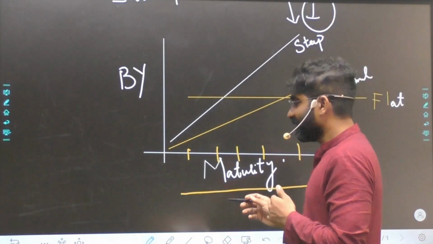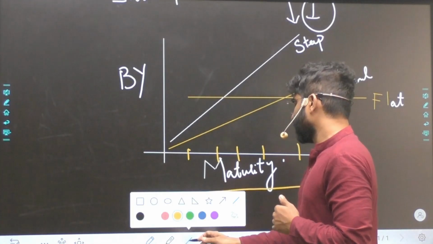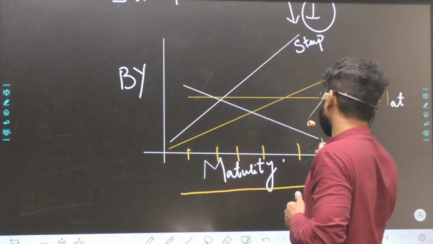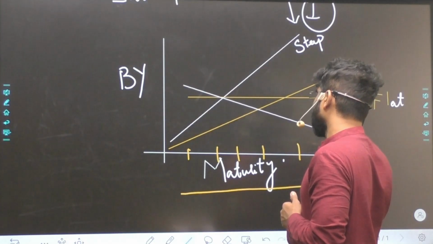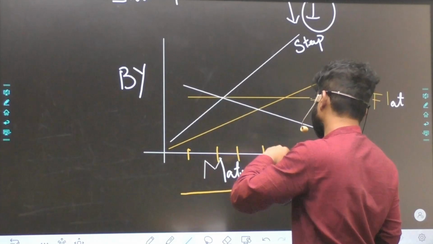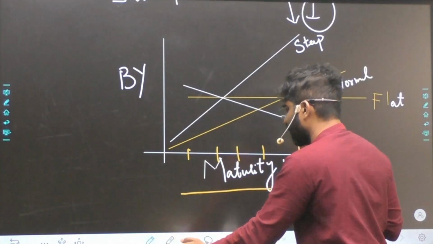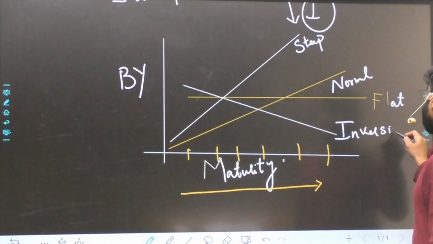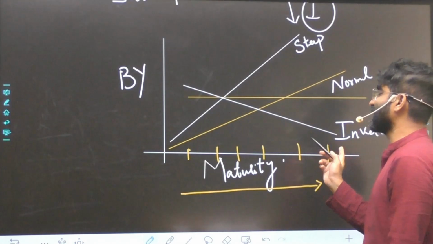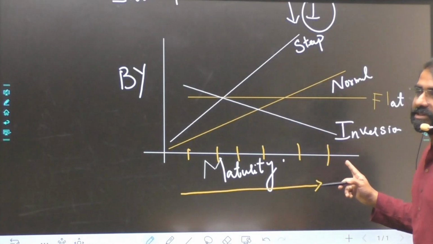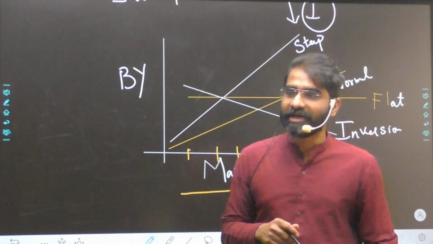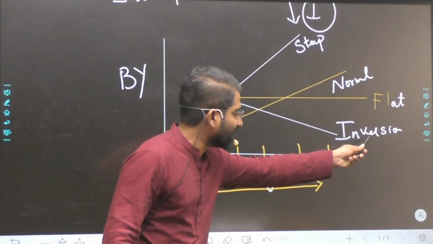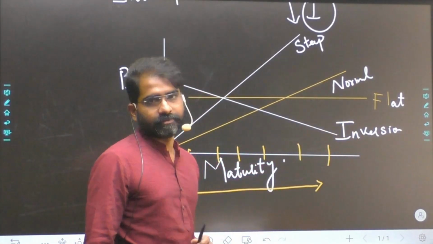When I say inverted, it will be something like in this fashion. Inverted is a reverse fashion. That means bond yield inversion. This indicates some bond yield inversion here. It is the opposite of normal. Inversion means long-term bonds are giving less yield. This is what we should understand here. If you look at the graph, long-term bonds give less yield. This is bond yield inversion.